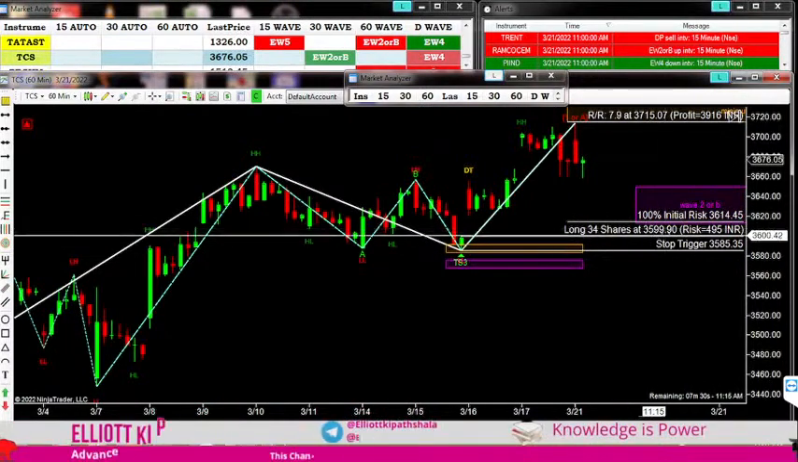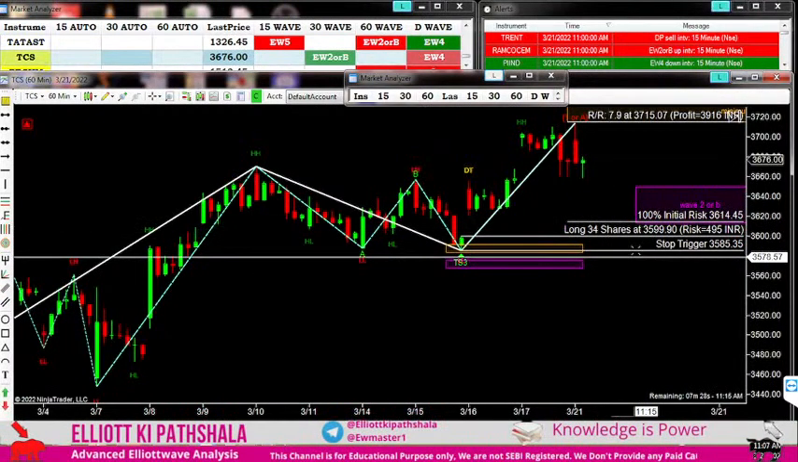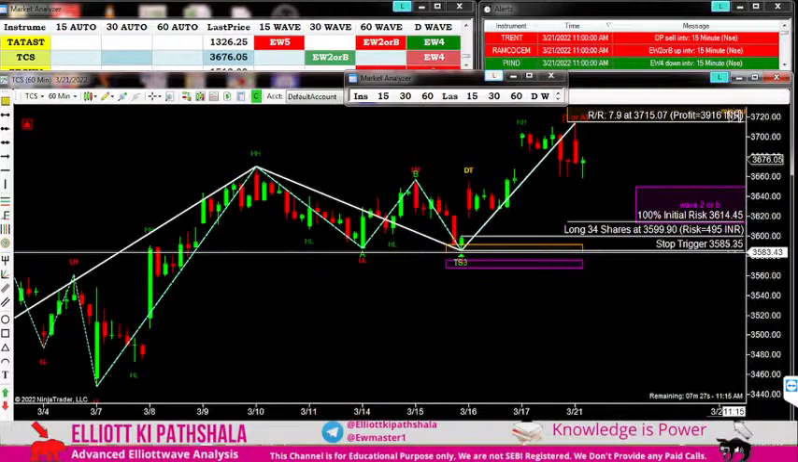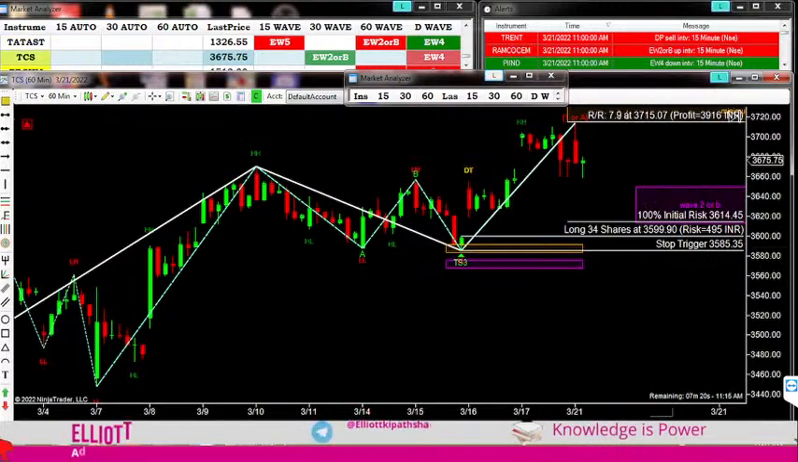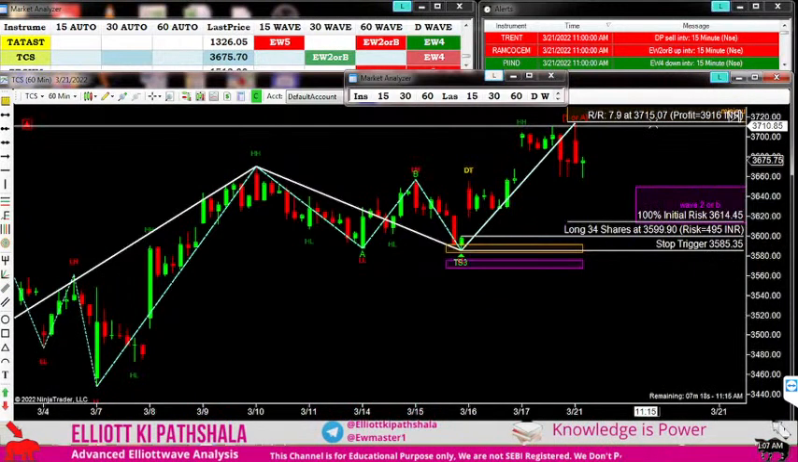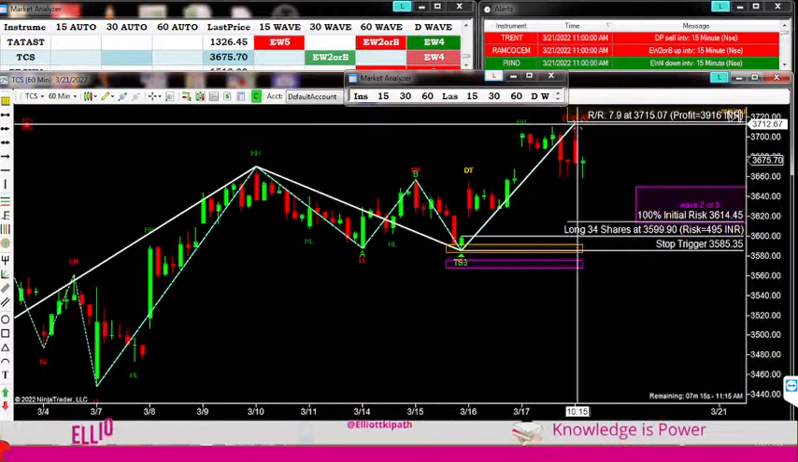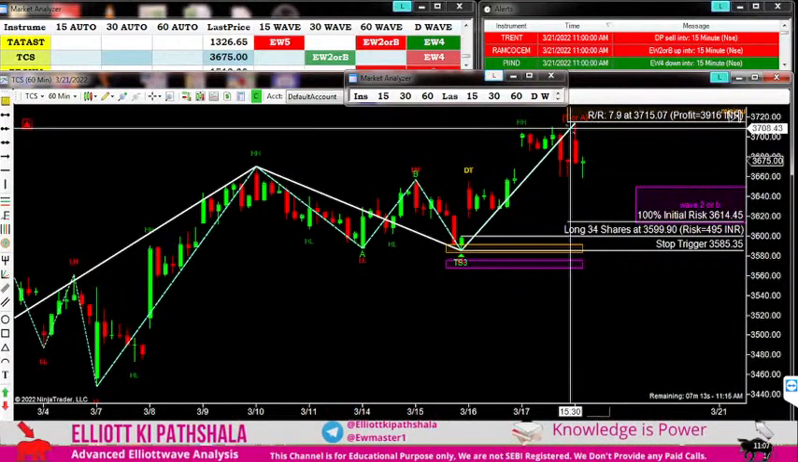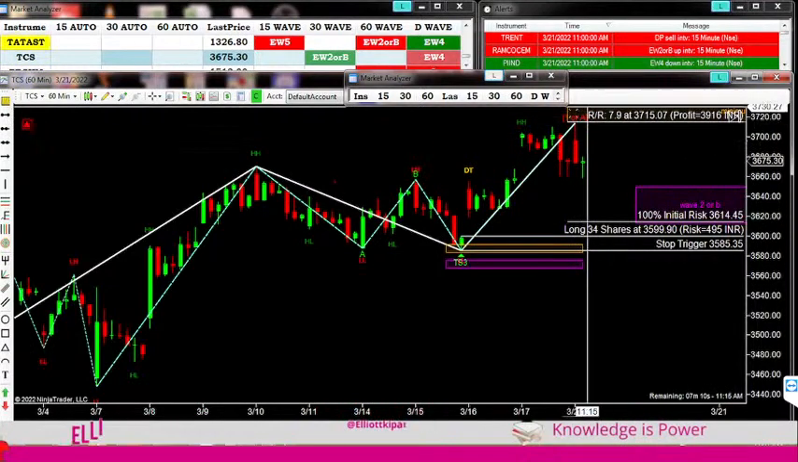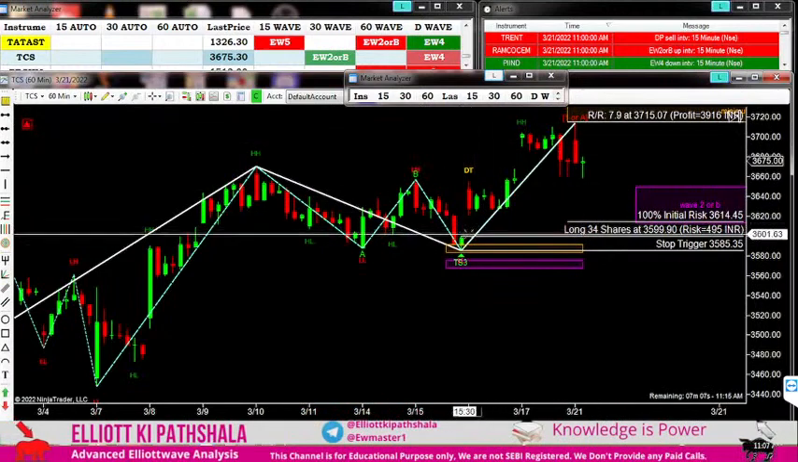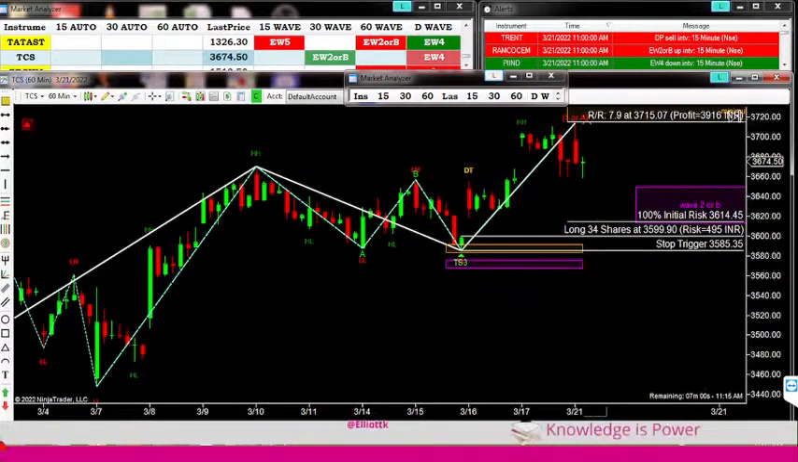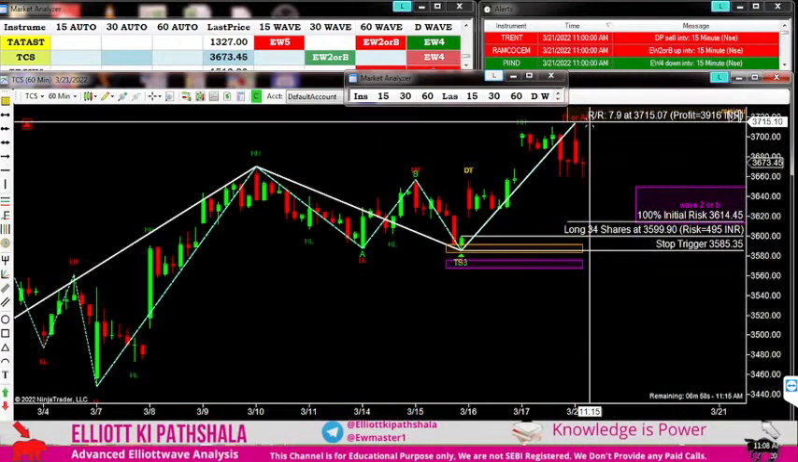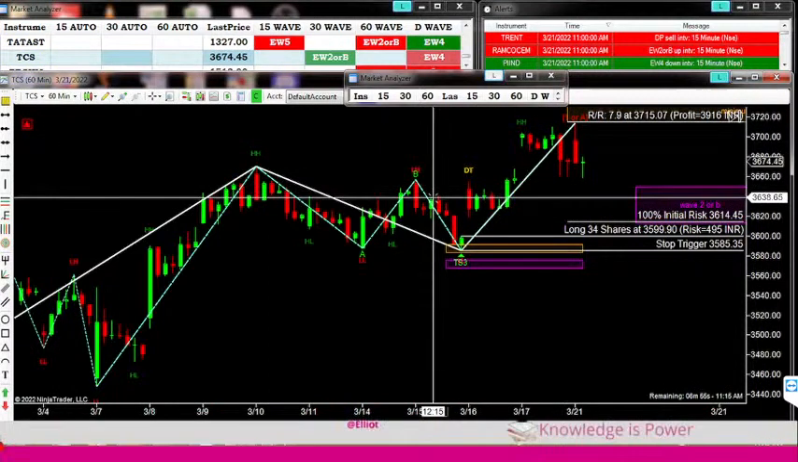3,600 is my entry level. Stop loss is 3585.35. That is how precisely you will get the stop loss. And see the target 3715. See, the price reached. It is not that this level has come because the price has reached there. This level can be identified just immediately after this candle is completed. The moment this candle closes, immediately you can see the level of this target here. That is the advantage of the advanced Elliott Wave counter.